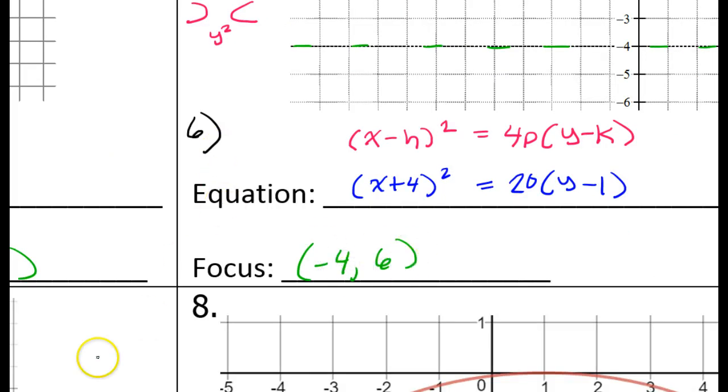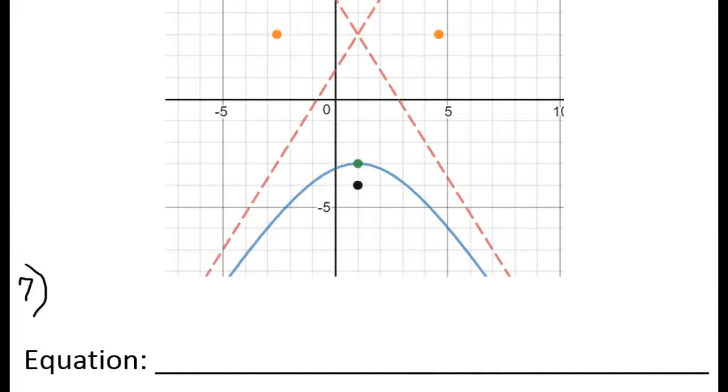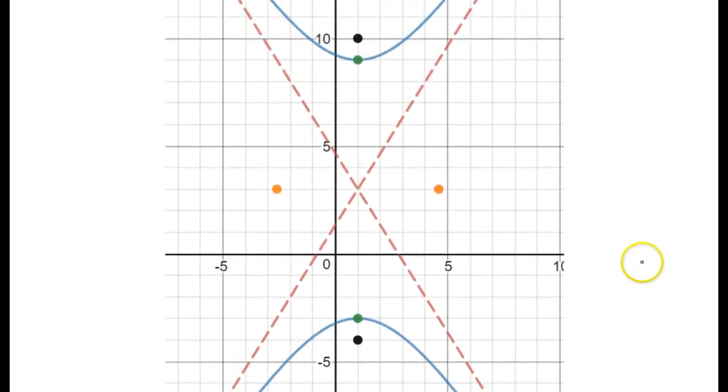So that's it for number 6. For number 7, they want us to write the standard form equation of this hyperbola. Let me scroll up so you can see more of it. The hyperbola is in 2 branches of blue. These 2 blue curves together form the hyperbola.